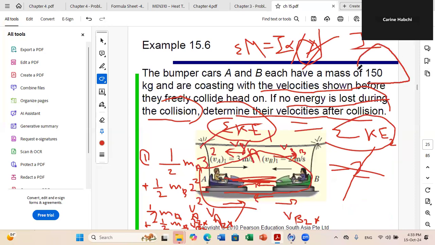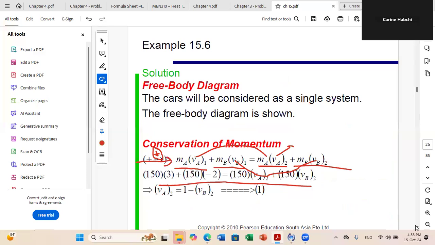If you solve this system again in detail, since you have the same mass, both cars here have a mass of 150 kilograms. So your equations will simplify a lot. MA equals MB, so this will simplify. Your first equation will be VA1 plus VB1 equals VA2 plus VB2. Okay? Now, if you use the conservation of kinetic energy, since M is the same, M will also simplify. Okay? And this is equation 1.